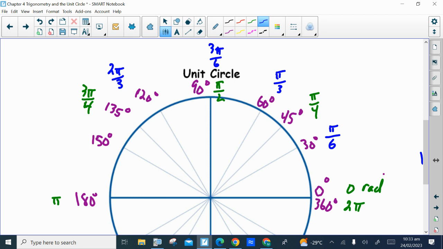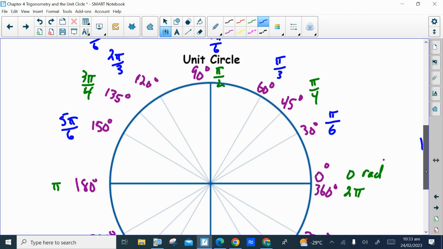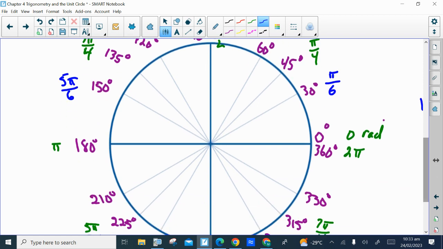Another 30 would be 120, which is 4 pi on 6s, and that reduces to 2 pi on 3. Another 30 from 120 would be 150. That would be 5 pi on 6s. Another 30 would take us to 180, which is 6 pi on 6. That reduces to just pi.